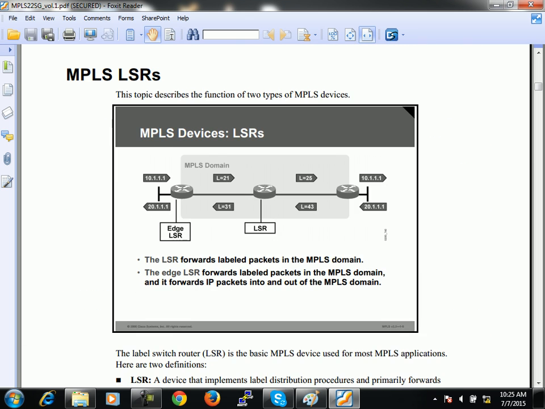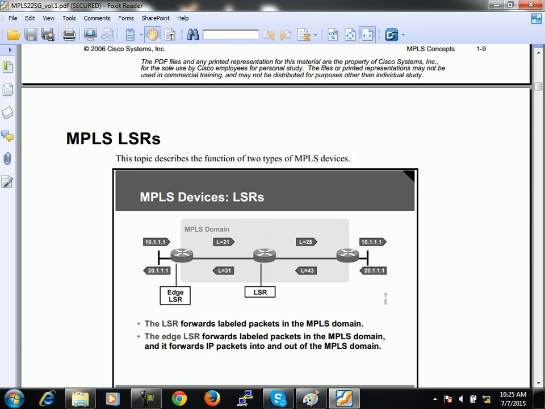LFIB, fine. I hope that you have understood the difference between LIB and LFIB. LIB will form in the control plane, whereas LFIB will be formed in the data plane. LFIB is the same as FIB, whereas LIB is the same as RIB.